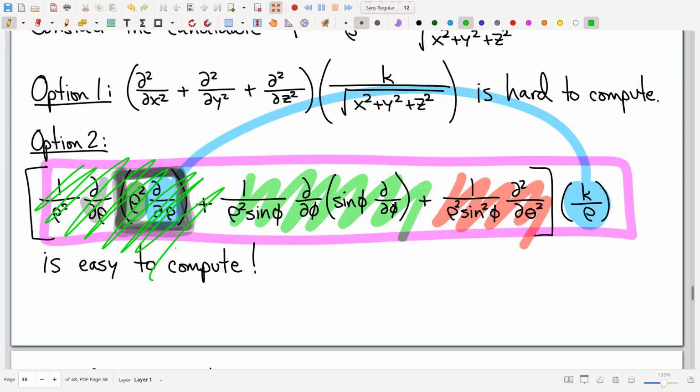We've confirmed that this is a solution to Laplace's equation. And it was way, way, way, way, way easier than this nightmare right here. If you don't believe me, give it a try.